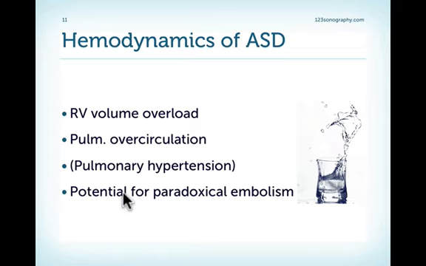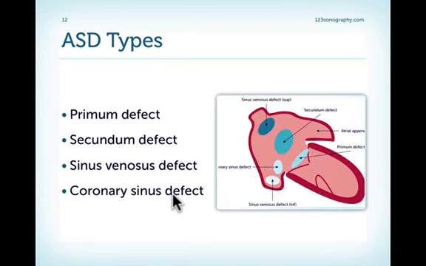The opening between the atria will also have the potential for paradoxical embolism, although this is relatively rare even in large atrial septal defects, and most of embolic events are rather due to atrial fibrillation in patients with ASD and not due to paradoxical embolism.